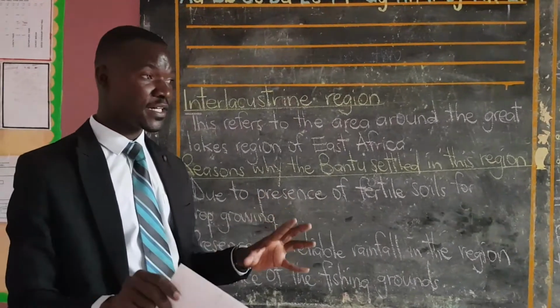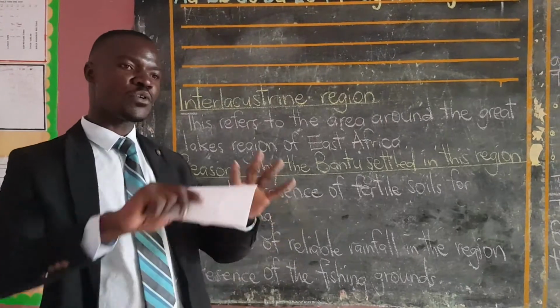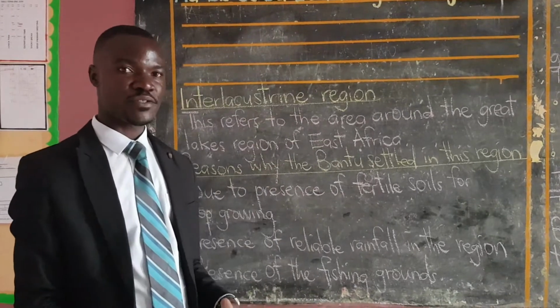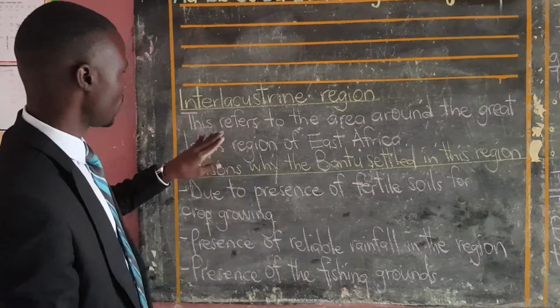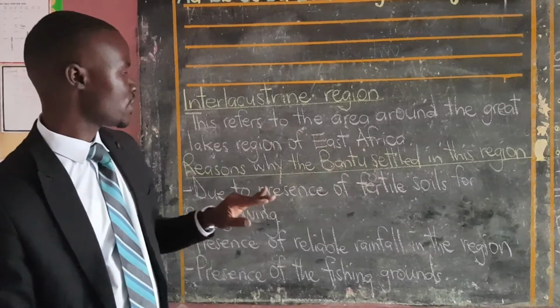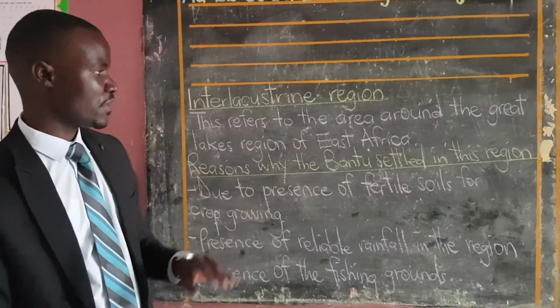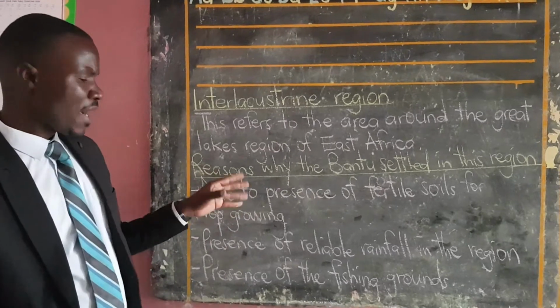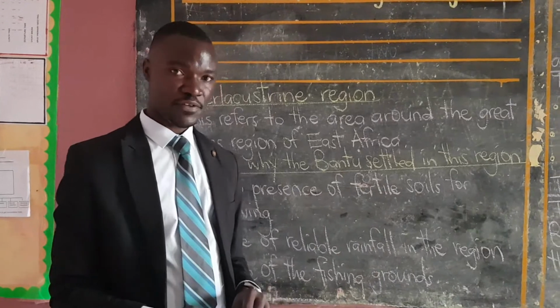You find that the Baganda here at Lake Victoria and very many other tribes were most interested in the Great Lakes region, which we refer to as the Inter-Lacustrine region. So, in definition, the Inter-Lacustrine region is the area around the Great Lakes of East Africa. Why were these people interested in settling in the Great Lakes region of East Africa?